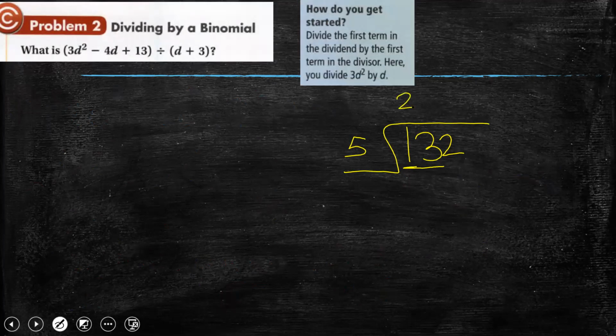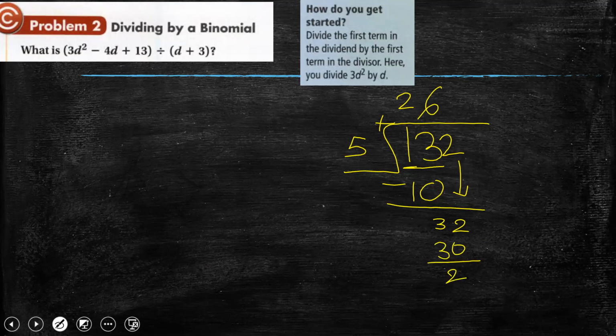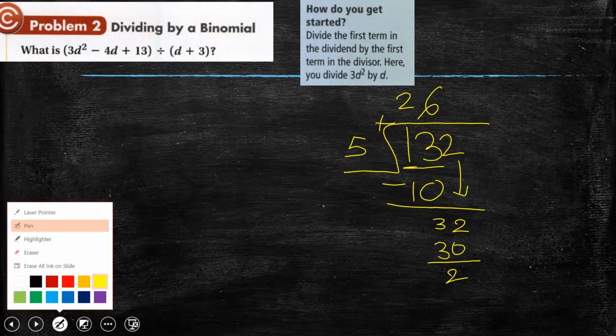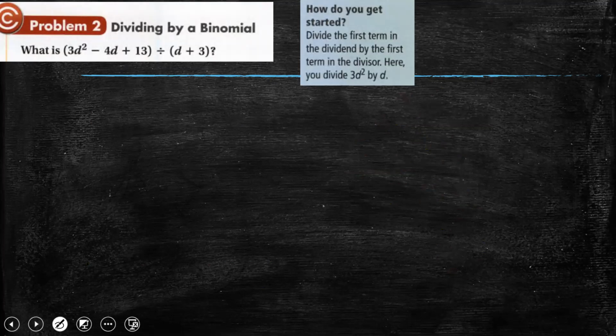It's 2. 2 times 5 is 10. Then you put the 3 down after subtracting, and you put this 2 here. Then you ask yourself, 32 divided by 5 is approximately 6. 6 times 5 is 30, so the remainder is 2. This is how to divide a number by a number. Today we will learn how we can divide a polynomial by a binomial.